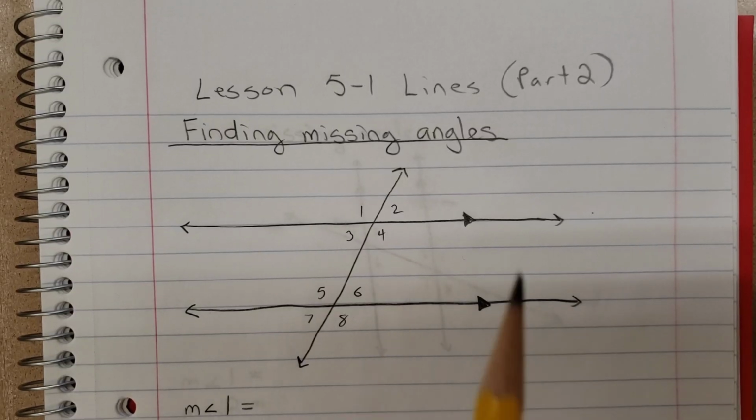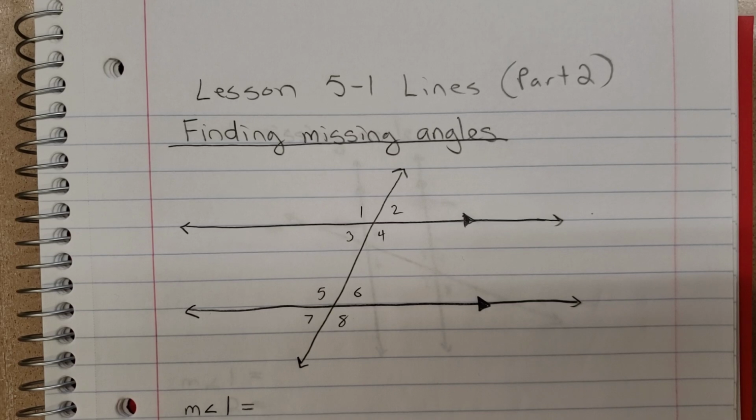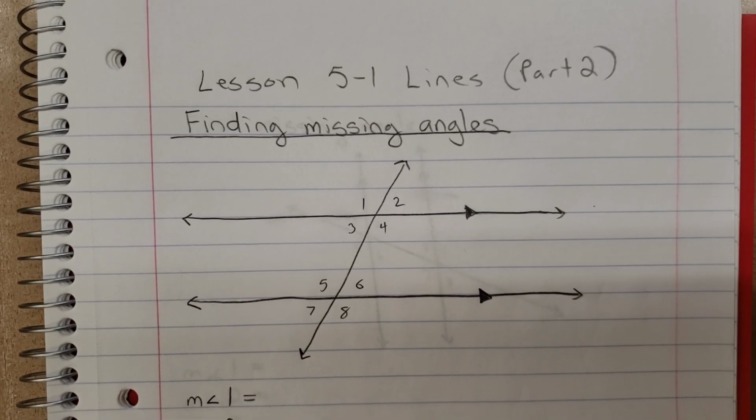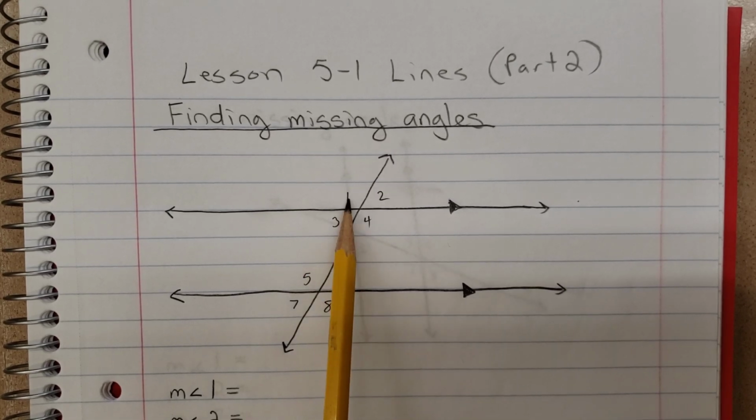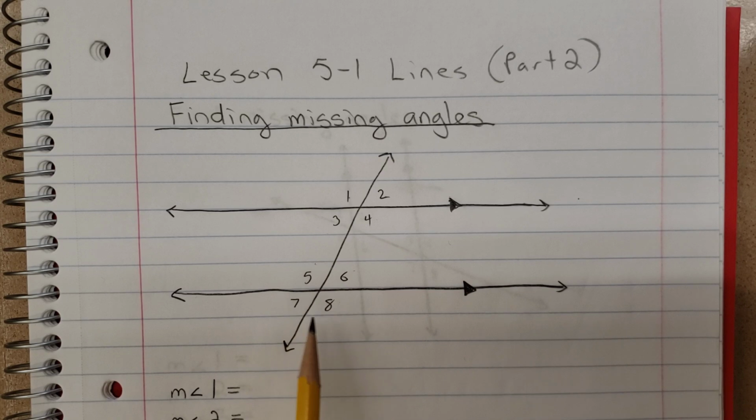Hey, we're back with Lesson 5.1 Lines Part 2. And this time, we're going to use that vocab and what we learned yesterday to actually find some missing angles. I'm going to give you one angle of these 8 angles, and you will learn how to find the measurement of all of the other angles.